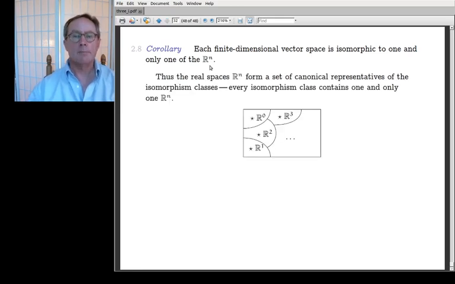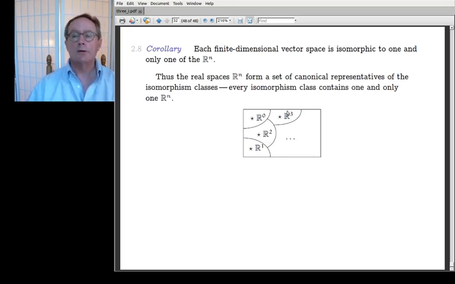So when I had that picture earlier where I broke the universe of all finite dimensional vector spaces up into separate parts, the parts that are all like each other, it turns out that in those isomorphism classes, in those equivalence classes, there's exactly one real vector space. So for example, all of the two-dimensional vector spaces are all together. They're in the same equivalence class as R2.